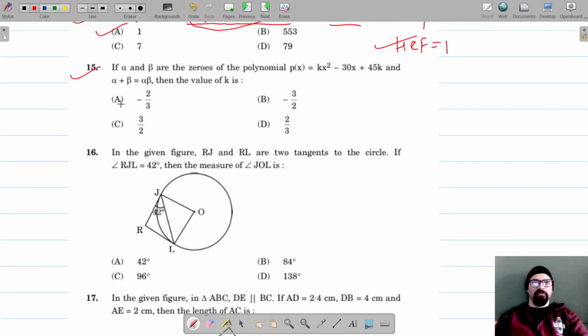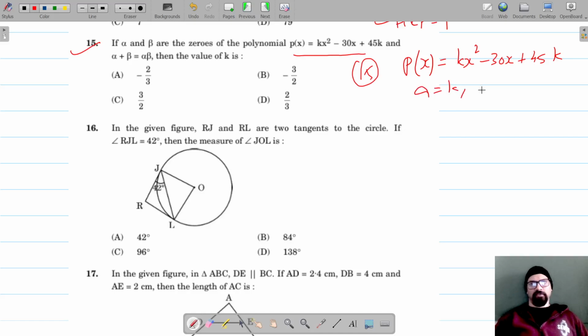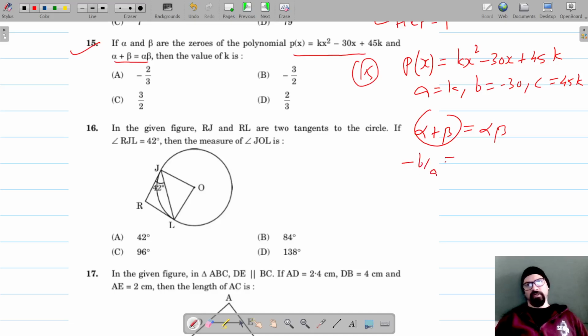Okay, for question number 15, it's given that alpha and beta are the zeros of the polynomial. Given polynomial is p of x is kx square minus 30x plus 45k. Now here a is k and b is minus 30 and c is 45k. Now it's given that alpha plus beta, that is the sum of zeros, is equal to alpha beta, and we know that alpha plus beta is equal to minus b by a, and alpha beta is equal to c by a, and a gets cancelled.